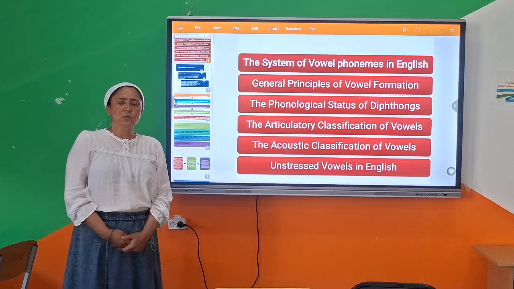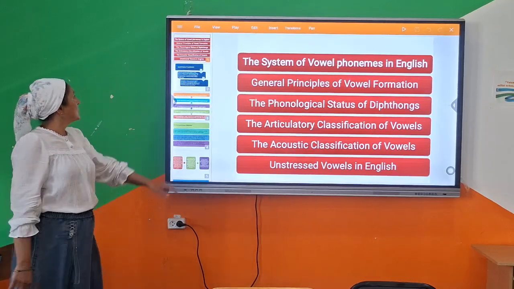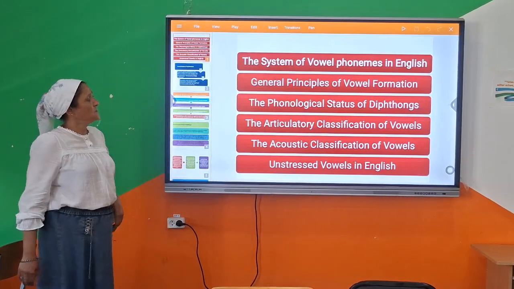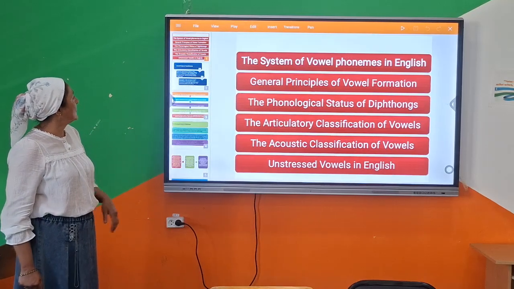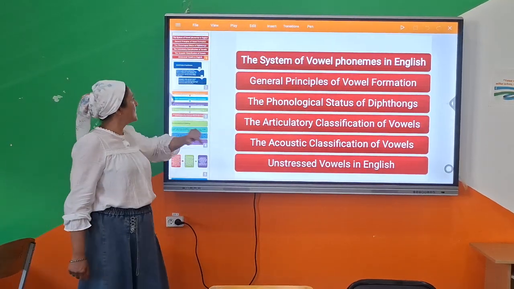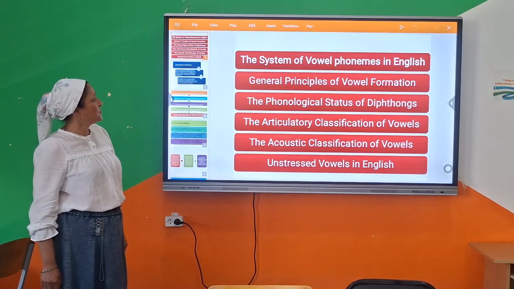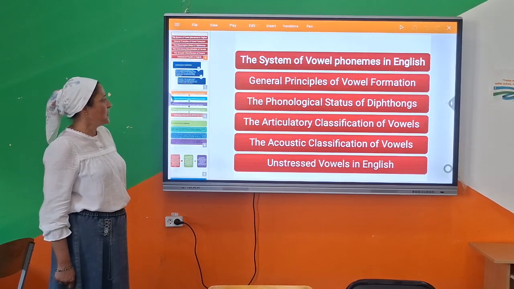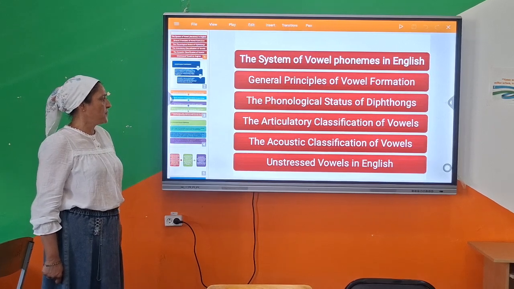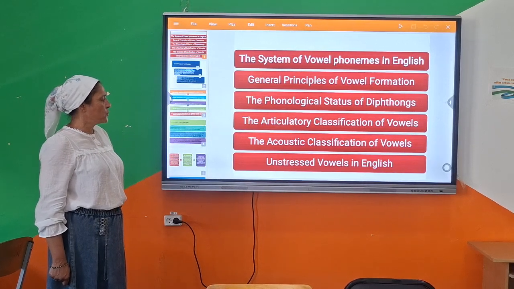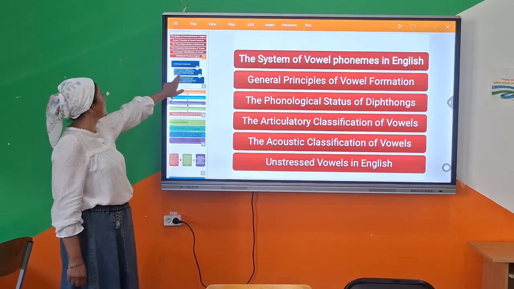Today we are going to have our next lecture on comparative typology. So today our topic is about the system of vowel phonemes in English. Here we have our plan of today's lecture, and this consists of general principles of vowel formation, the phonological status of the diphthongs, the articulatory classification of vowels, the acoustic classification of vowels, and unstressed vowels in English.